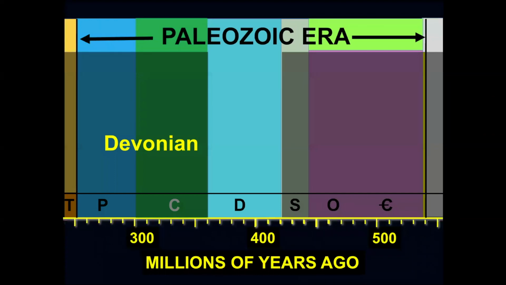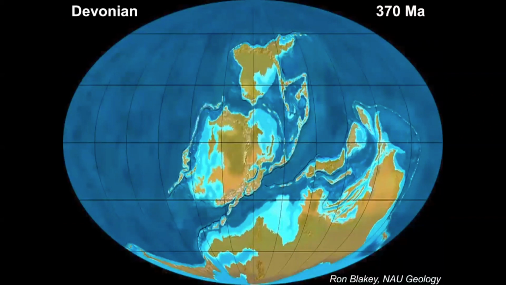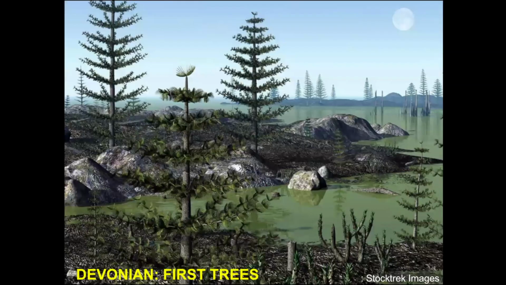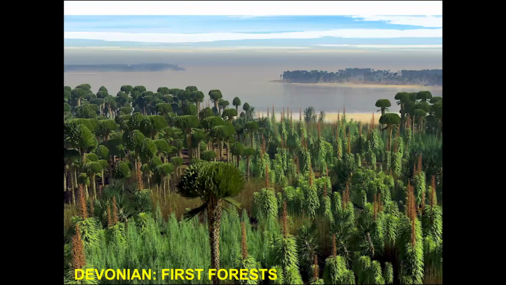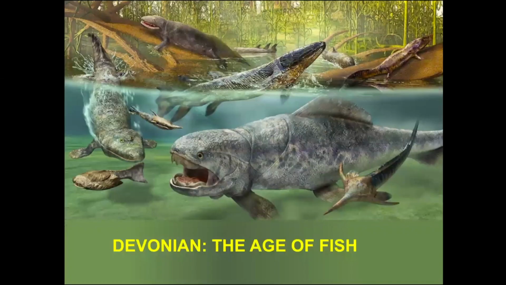And we move on to the Devonian. Devonian is an interesting time. The continents are starting to amass, collect together. The Devonian is not a time of glacial activity, but it is when the first trees evolve and indeed the first forests. But the Devonian is known as the age of fish because fish really grew. The first sharks appeared during this period of time.